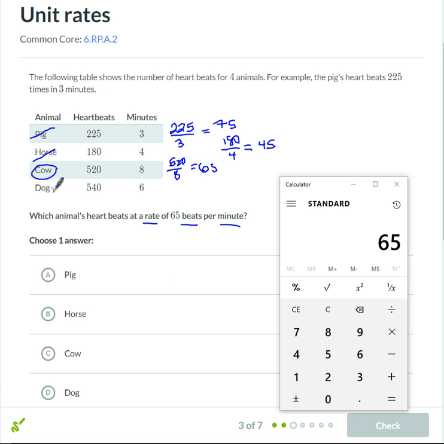But I want to double check to make sure that the dog may also be an answer. So 540 beats per, or divided by, 6 minutes. So 540 divided by 6 gives me 90. And again, I'm not looking for 90, I'm looking for 65. And that's not what I'm looking for. So my only reasonable answer is the cow.